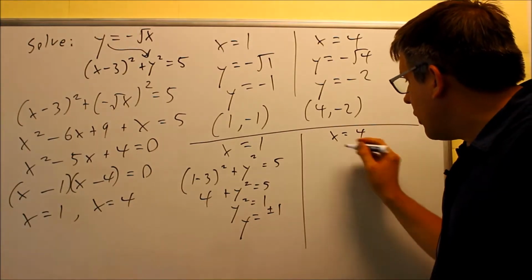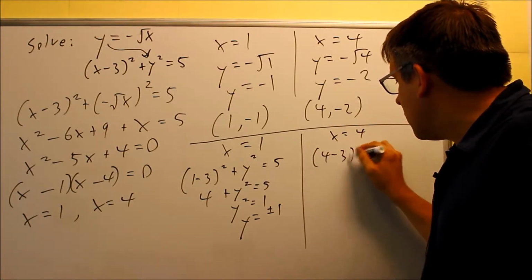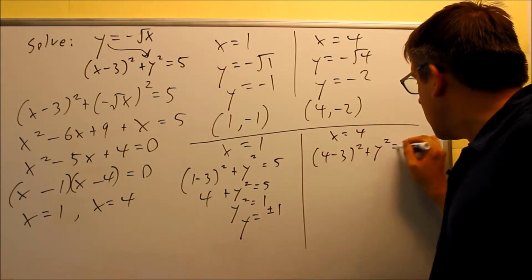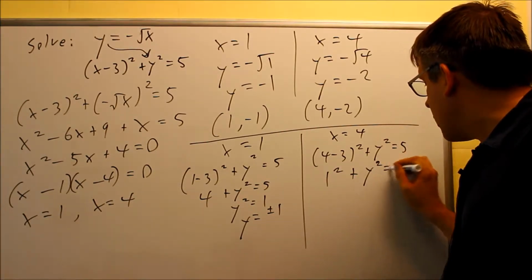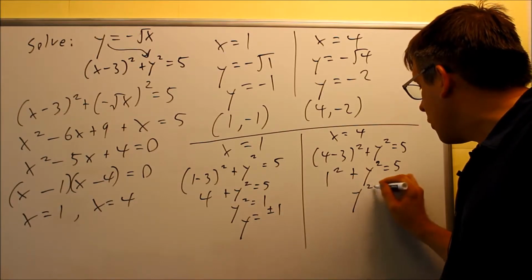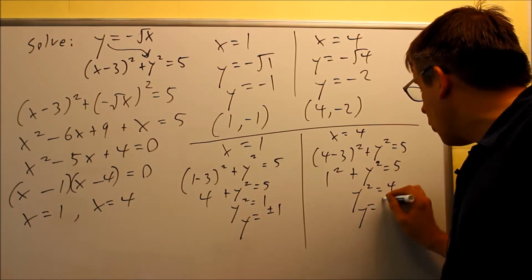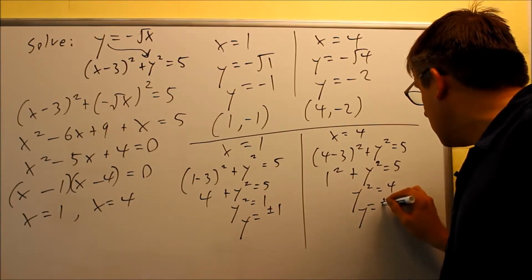If you put 4 in there, you get 4 minus 3 squared plus y squared equals 5. You get 1 squared plus y squared equals 5. You get y squared will equal 4, and you get y equals plus or minus 2.